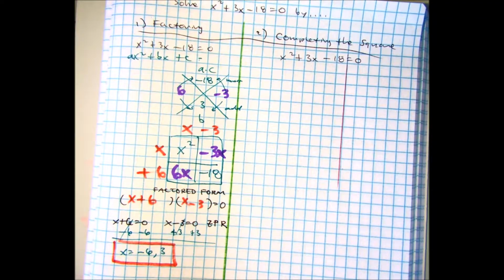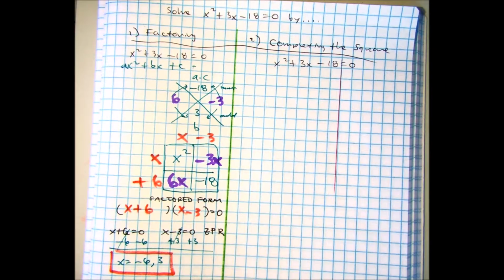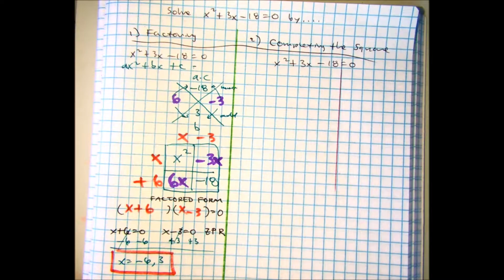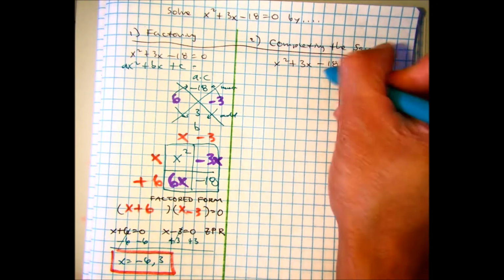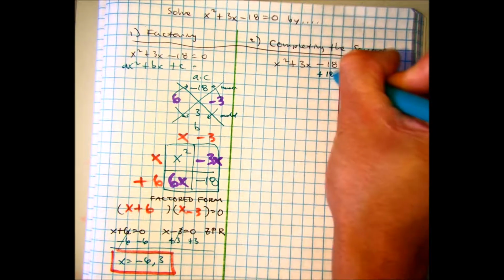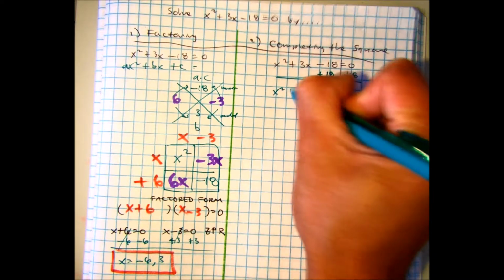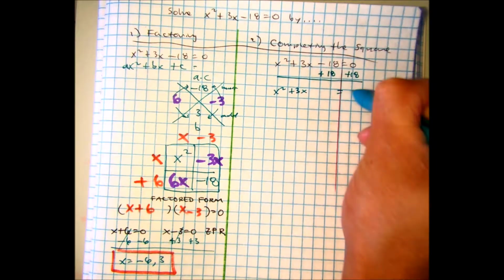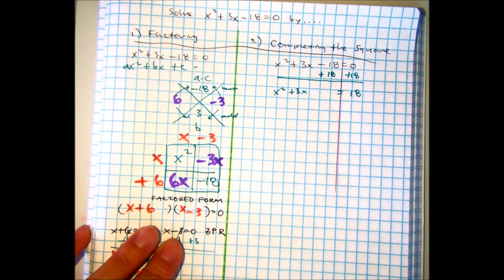You can look at your steps from yesterday. To solve this same problem by completing the square, the first thing we need to do is what? Move the c value. So how do you move the c value? I want to do the opposite, add 18. x squared plus 3x equals 18. Class, what does the next step say? Factor out the a value.